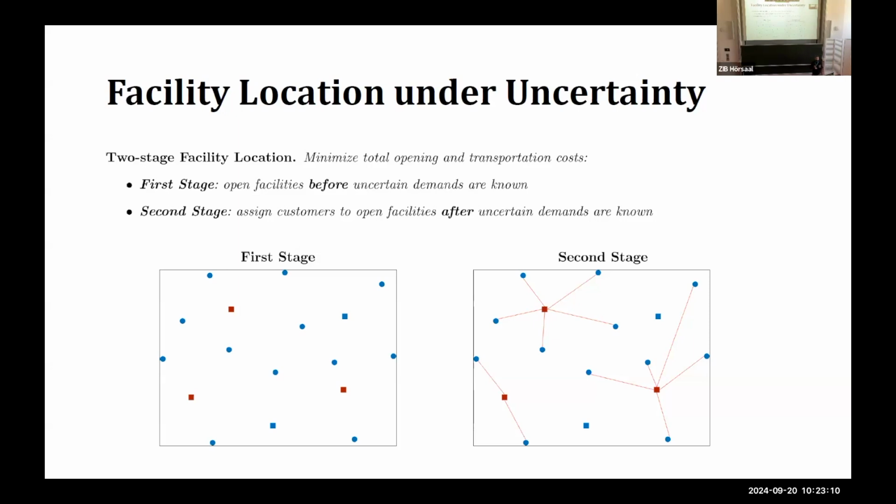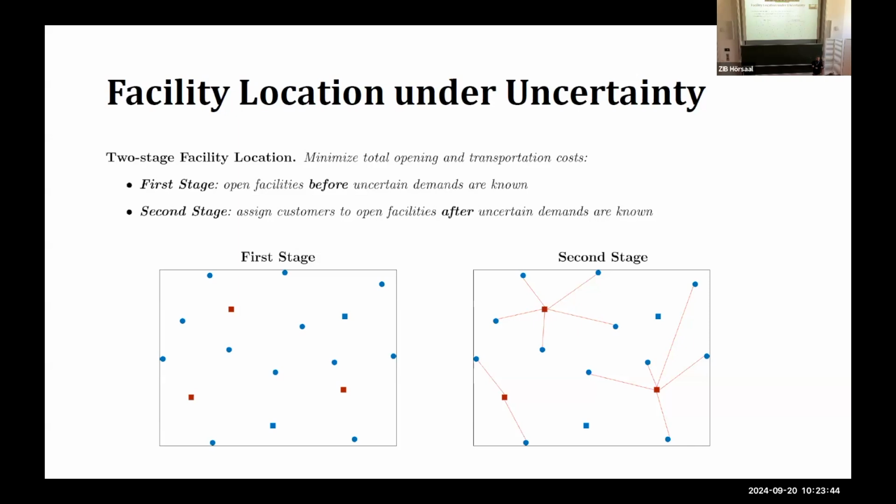This comes with a cost, of course, and it is a long-term decision. But at this point, you don't know the demands of your customers. Each of these customers has a certain demand that you have to serve from your warehouses. At some point the demands become known, so your customers tell you how much they need. Now in the second stage, after you know these demands, you can decide which customer I serve from which facility. So you basically have a problem with first-stage decisions and second-stage decisions.